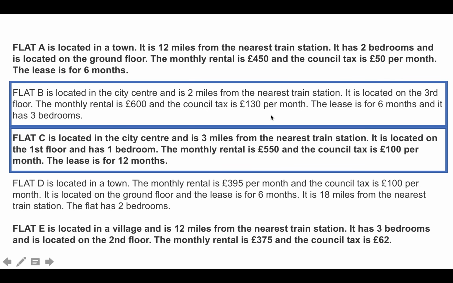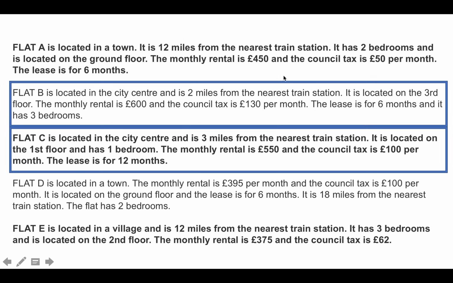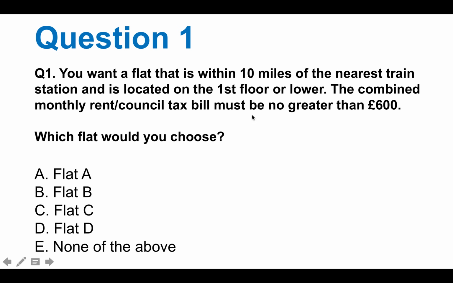Okay, so we have already eliminated three with just one piece of information. You want a flat that's within 10 miles. We've eliminated 3 of them already, so it's either flat B or flat C. Now it says the combined monthly rent must be no greater than £600, and it should also be located on the first floor or lower.